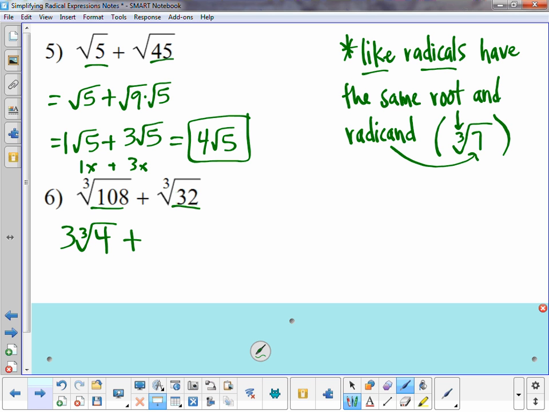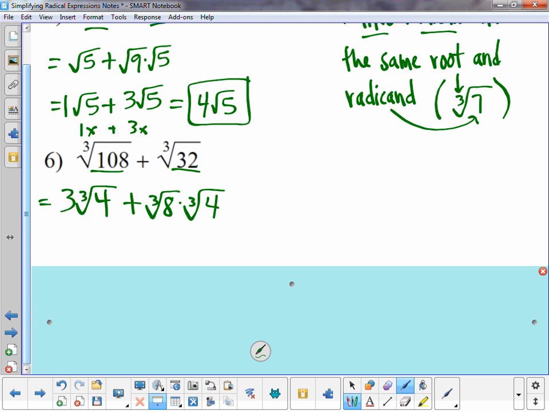Plus, now, does 32 have a factor that's a perfect cube? 8, right? 8 is a perfect cube. So then we're going to write that as the cube root of 8 times the cube root of what number am I going to put here? 4, because 8 times 4 is 32. So what is the cube root of 8? Okay, and we need to know that. Cube root of 8, cube root of 27. Those are like the smallest cubes, and you should know those for sure, okay? If you don't now, learn them. So 3 times the cube root of 4 plus 2 times the cube root of 4, because the cube root of 8 is 2.